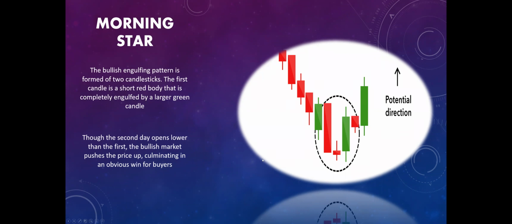All right, so the morning star starts with a huge red candle, then a doji, followed by a big green candle. So you want to see a big red candle, doji, huge green candle. This is what we call the morning star.